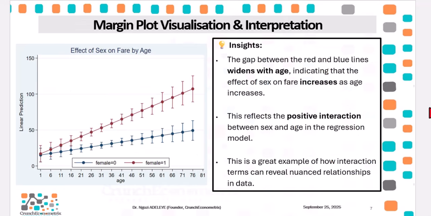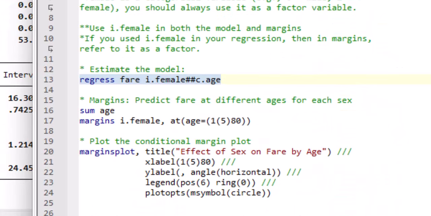So next I move on to the margin plot generation, visualization and interpretation. So this is what I have on PowerPoint. Let's go to Stata and I'm going to show you the code I used to generate this. For you to generate the margin plots, you have to go through, let's say, 3 steps. First of all, you need to get the summary statistics for age, create the margins, then plot the margin.